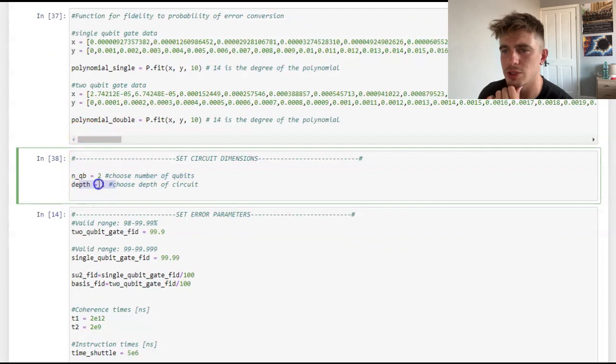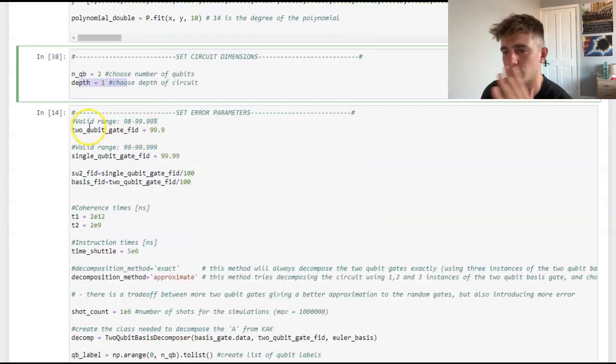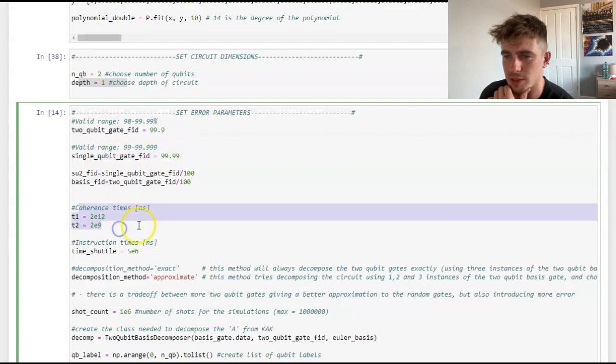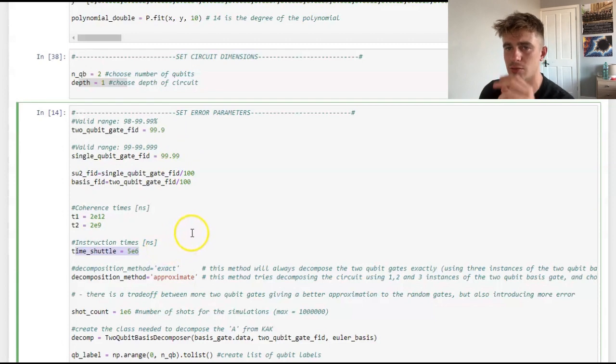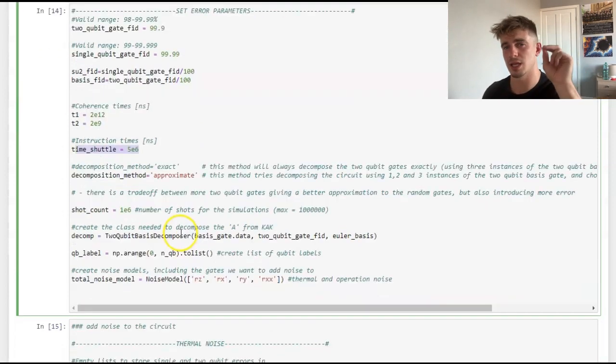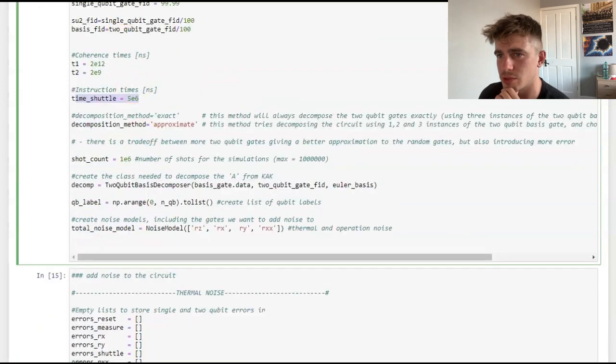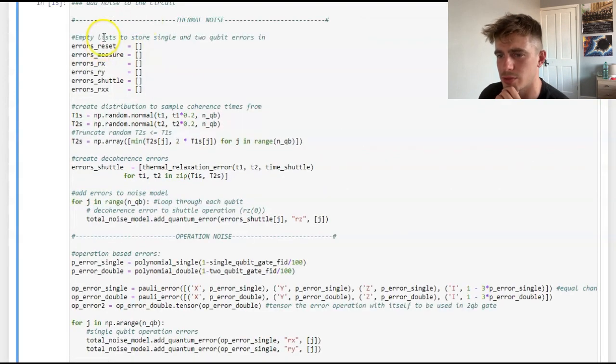Okay, so here I choose the number of qubits and the depth. So to start with, I'm just going to choose 2 qubits and depth of 1. So these 2 qubits are going to get paired together. It's going to create a 2-qubit gate between them, and then we're going to decompose it. So here I'm choosing the 2-qubit gate fidelity, the single qubit gate fidelity, coherence times, and the amount of time it takes to shuttle. So how long does it take to get the qubits next to each other? And the rest I'm not sure is too important.